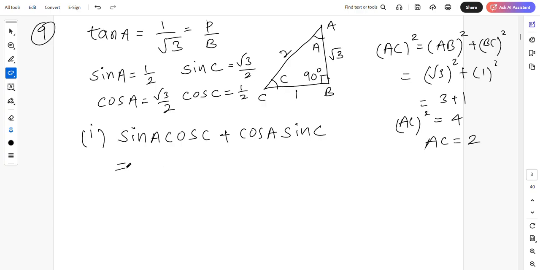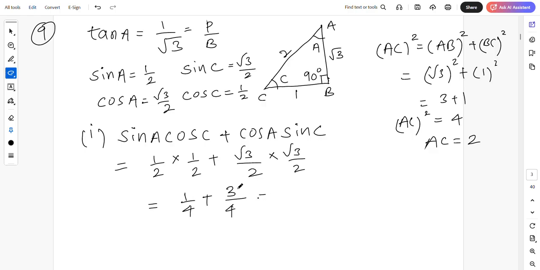Now substitute the values here. That is equal to sin A, which is 1 by 2, into cos C, which is 1 by 2, plus cos A, which is root 3 by 2, into sin C, which is root 3 by 2. That is equal to 1 by 2 into 1 by 2 is 1 by 4, plus root 3 into root 3 is 3 by 4. A quarter plus 3 by 4 is 1. 1 is the answer.